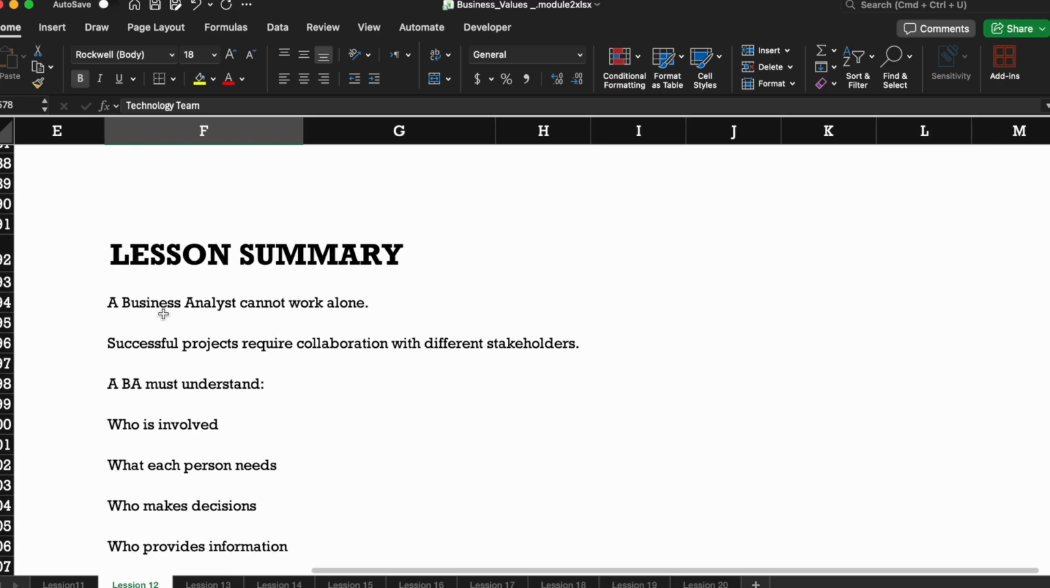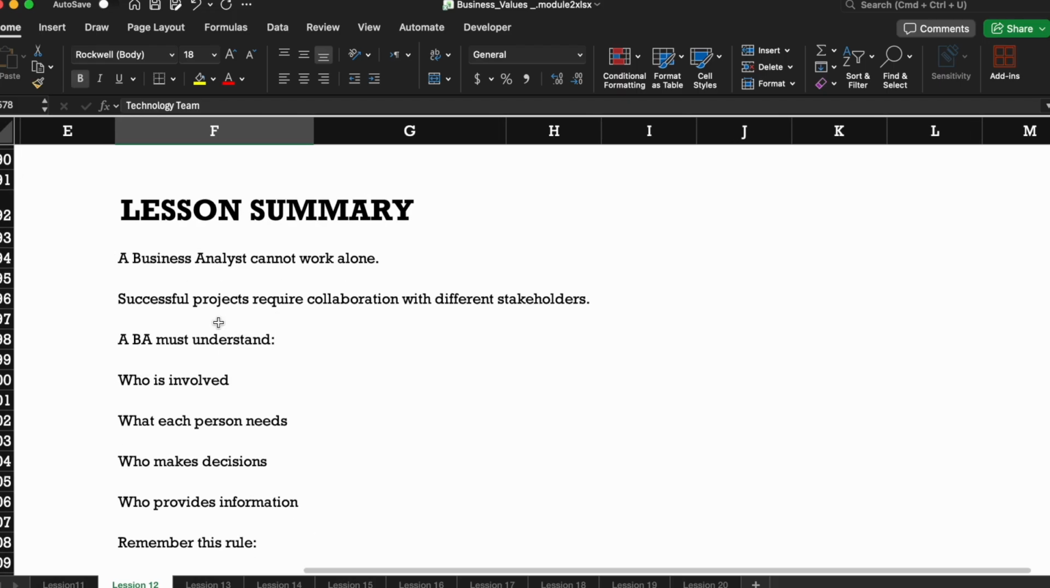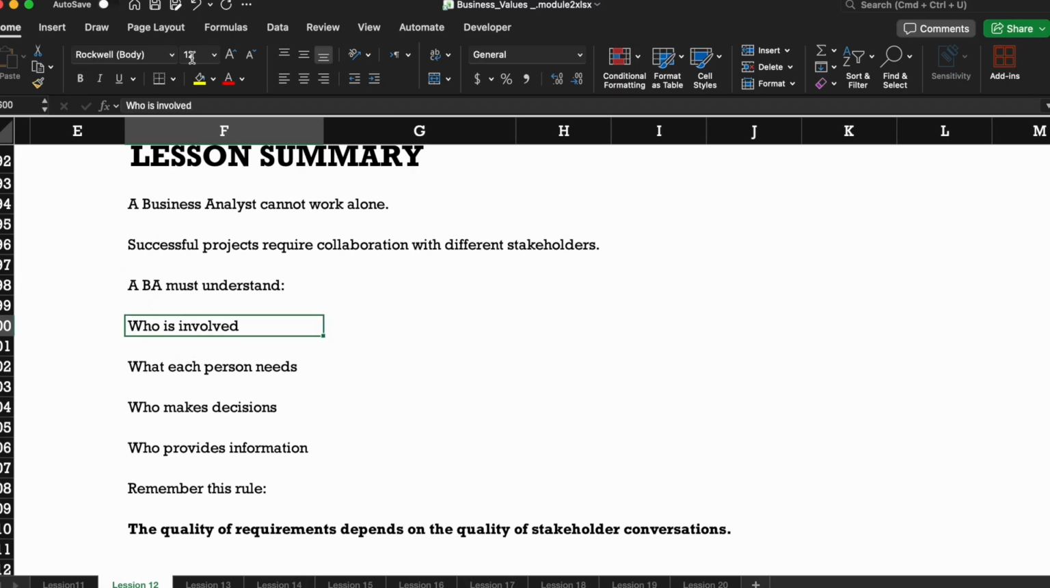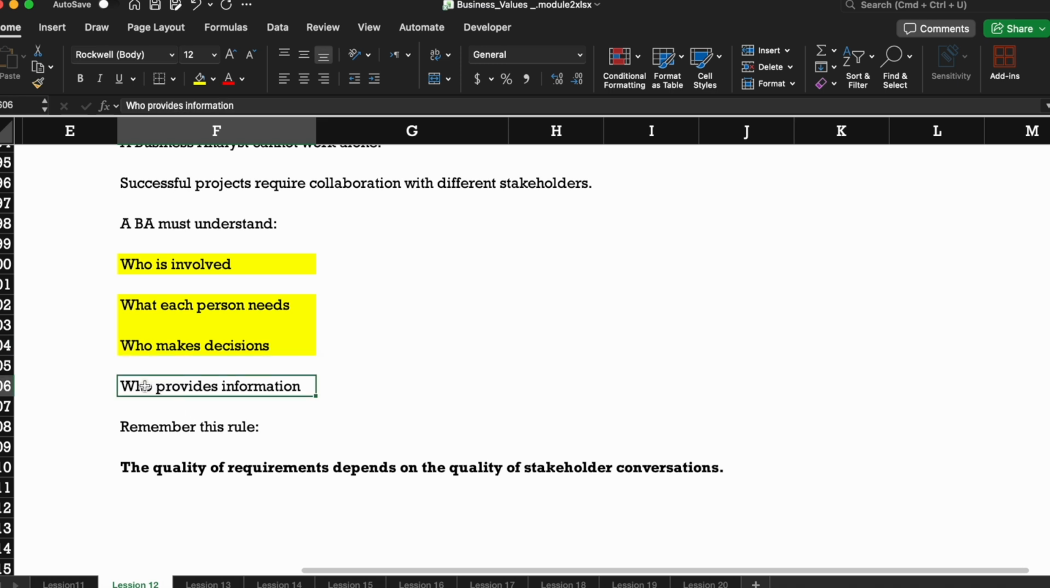Okay, so lesson summary: a business analyst cannot work alone. Successful projects require collaboration with the stakeholders. A BA must understand who is involved, what each person needs, that's the exercise you are doing, who makes decisions, and who provides information to you, right? Remember this rule: the quality of requirements depends on the quality of stakeholder conversation. Thank you. That's the end of lesson number 2, which is lesson 12 overall, from module 2. I'll see you guys in lesson number 3 of module 2.